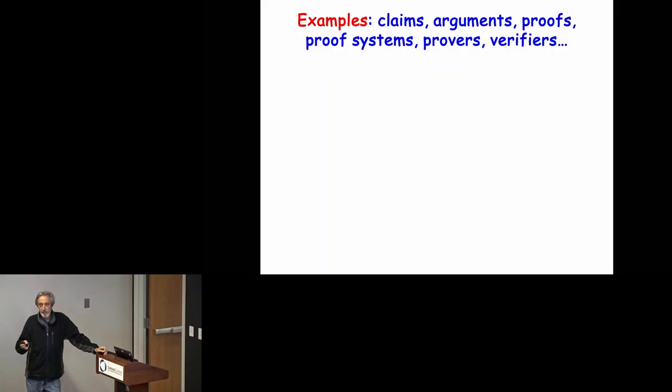Okay, so I want to just start with a bunch of examples of the notions that will pop up in this lecture: claims, arguments, proofs, proof systems. So what is a convincing argument? We want convincing arguments for this type of claim: X is in some set.